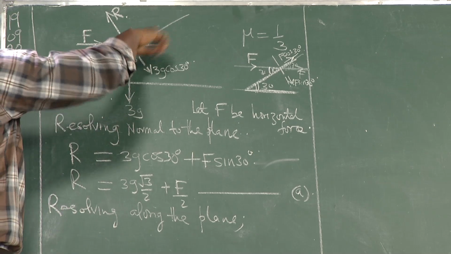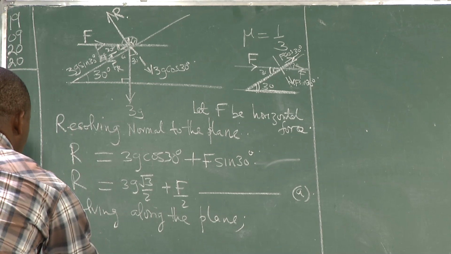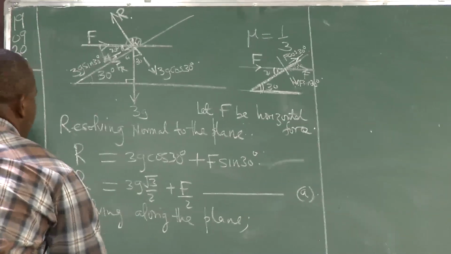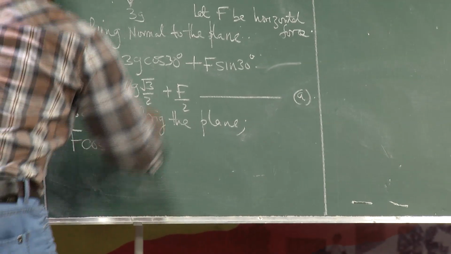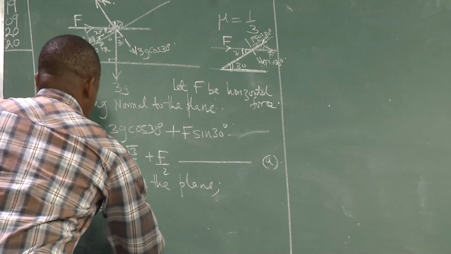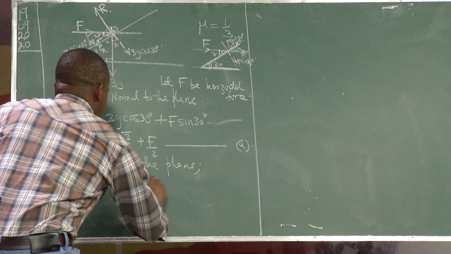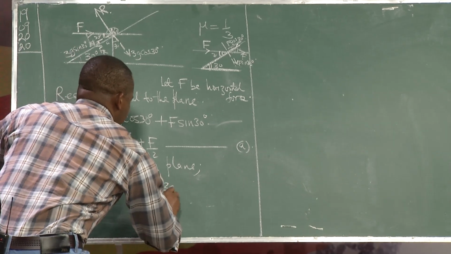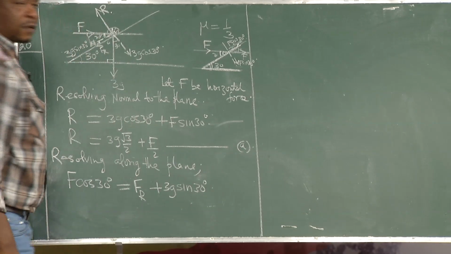It means we shall have this component of F going up. We shall have F cos 30 degrees, this one which will be going up. In equilibrium, it should be equal to the frictional force, which I've called Fr, plus the downward component, which is 3g sine 30 degrees.